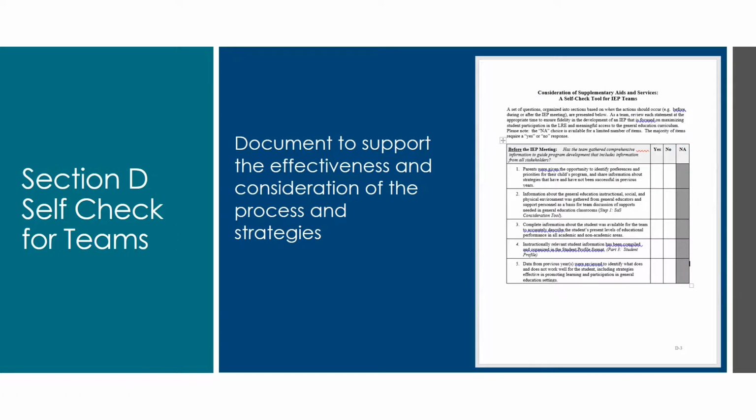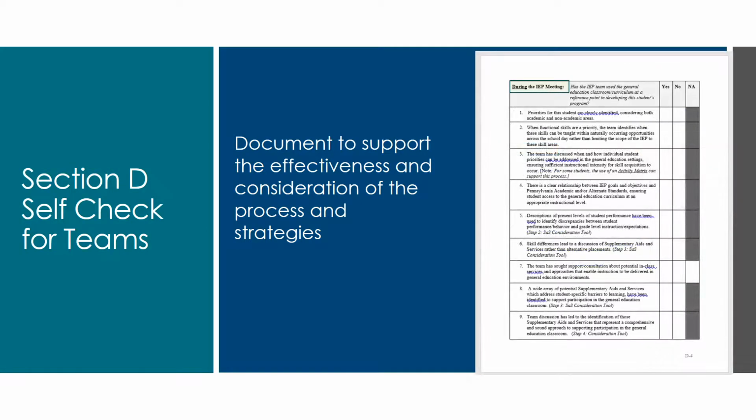So it's just your check, before the team meeting. Parents were given the opportunity to identify preferences, priorities for their child's program, and share information about strategies that have and have not been successful in previous years. So it goes a little bit beyond what the toolkit can do, but it also brings in pieces of the toolkit as you think about, like, during the IEP meeting.